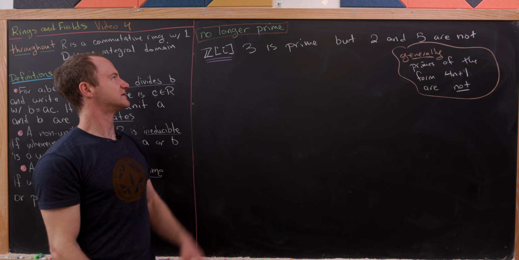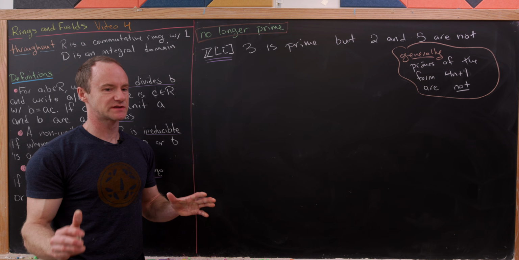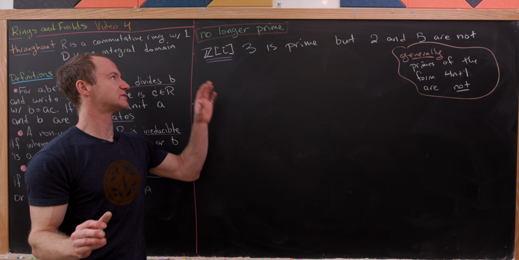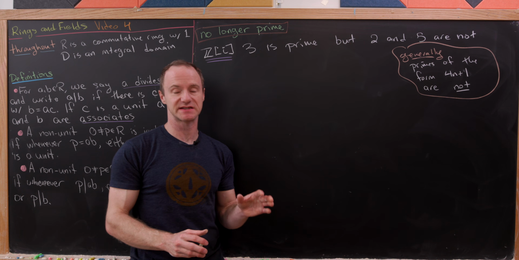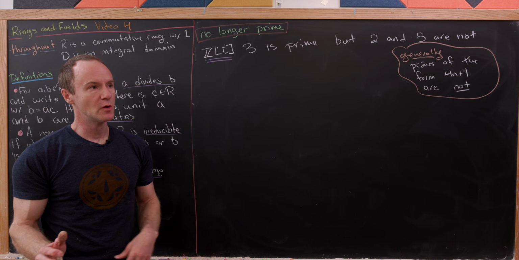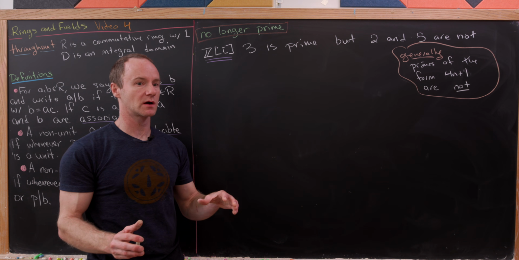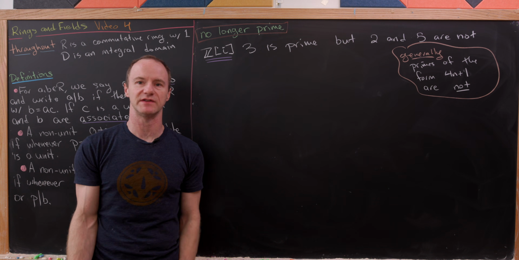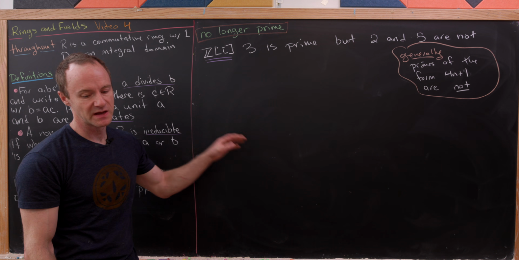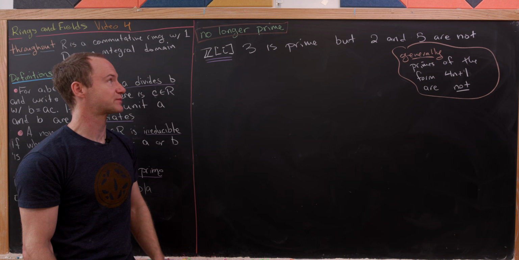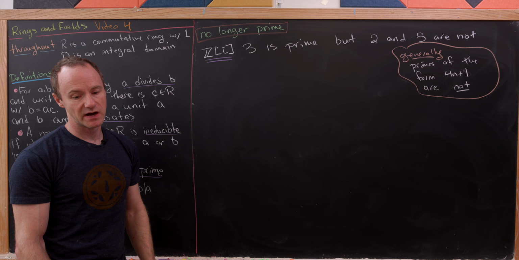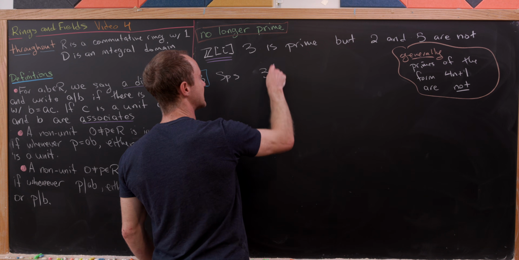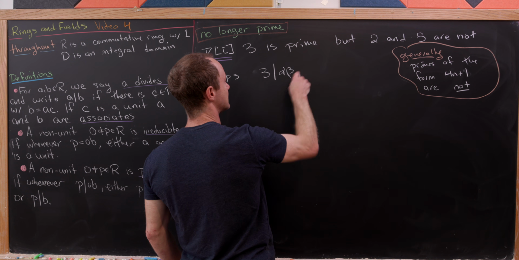So now let's look inside of Z adjoin i, so the Gaussian integers. So later we will prove that primes and irreducibles are the same inside of this ring. What I'd like to focus on with this example are cases inside of this ring where previous primes inside of the integers are no longer prime. And as an example, we'll prove that 3 is prime inside of Z adjoin i, but 2 and 5 are no longer prime. So let's suppose that 3 divides alpha times beta.